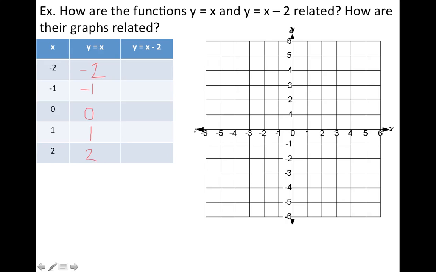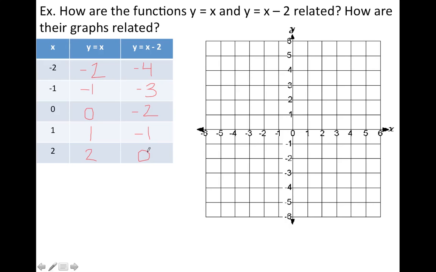Okay, but then we're translating it. We have x minus 2, so we still plug in our x value of negative 2, and subtract 2, we get negative 4. Negative 1 minus 2 is negative 3. Hopefully we're noticing a pattern. 0 minus 2 is negative 2. 1 minus 2 is negative 1. And 2 minus 2 is 0.